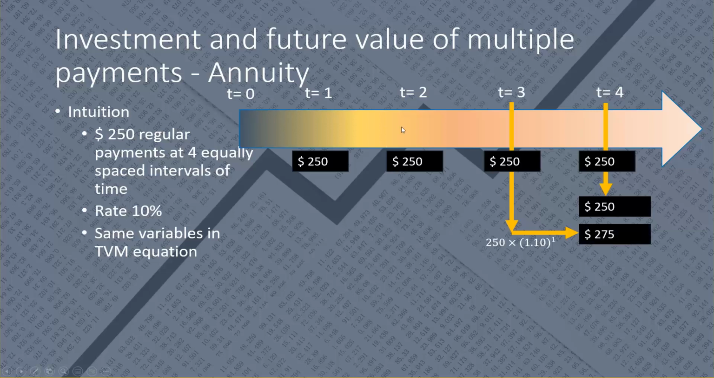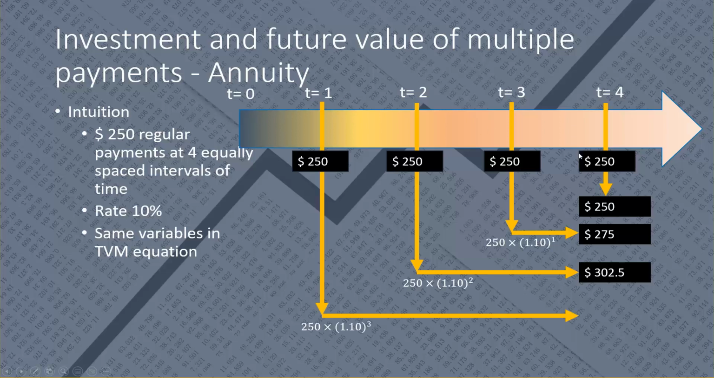Now, the value invested at the end of 2 years has 2 years to run, and therefore it's 250 times 1.1 to the power of 2, or 302.5. The best situation is the money that we invested early. $250 invested at t equals 1 gets 3 years to run, 1, 2, and 3. So it's 250 times 1.1 to the power 3, or 332.75.